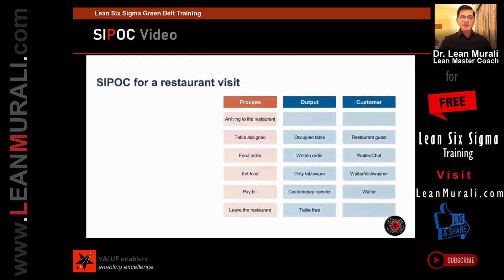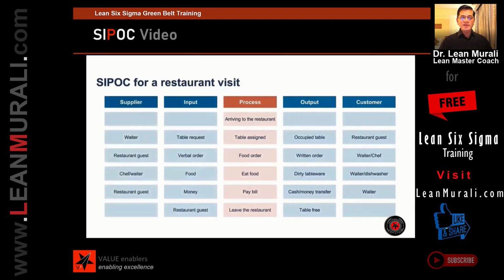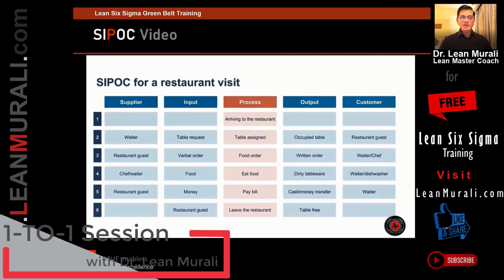And then we're going to do, again, the same thing. As we said: process, output, customer, input, and then suppliers. And you can see I have limited it to 6 process steps in this case. Let's look at it again. So we have arriving at the restaurant, and there are no suppliers, input, output, or customers. This is just a process step.